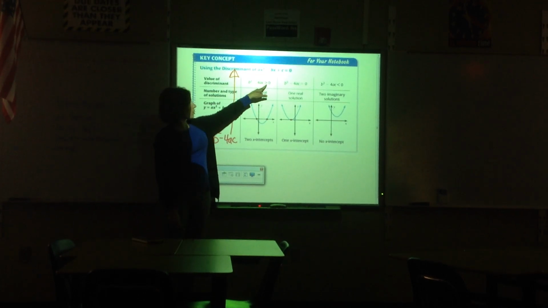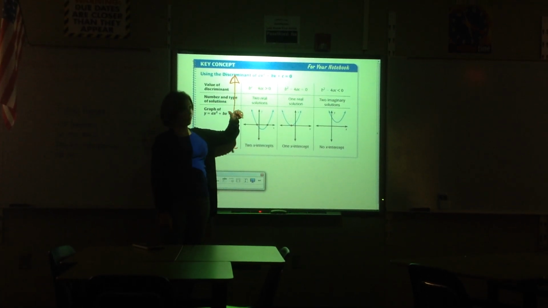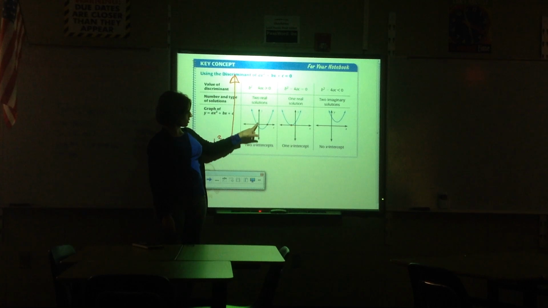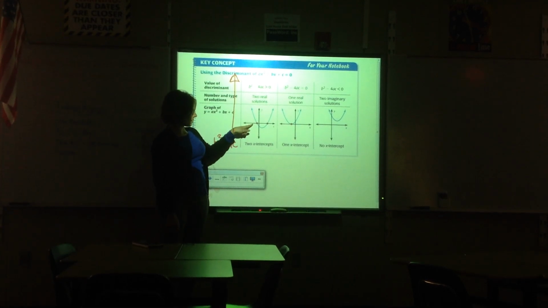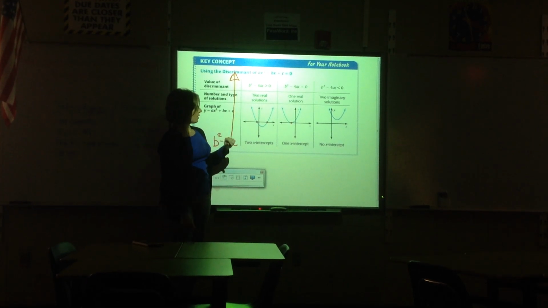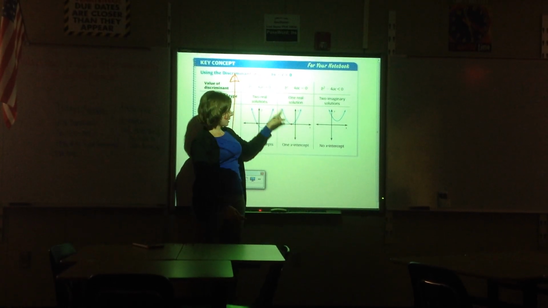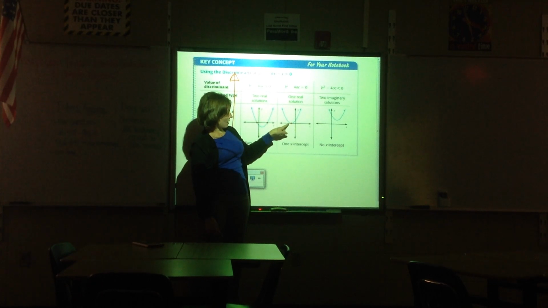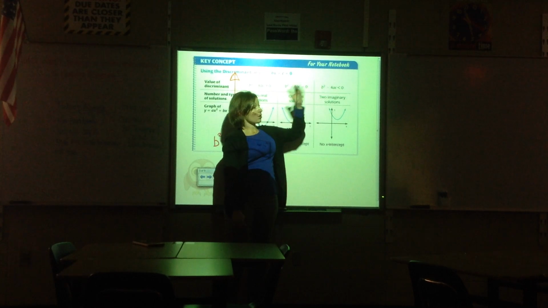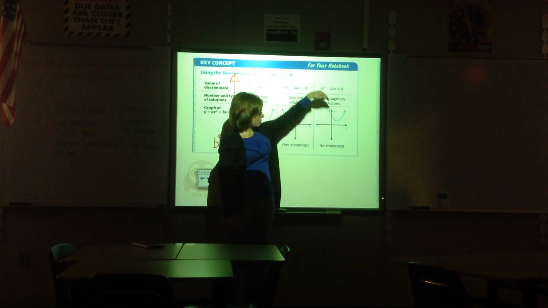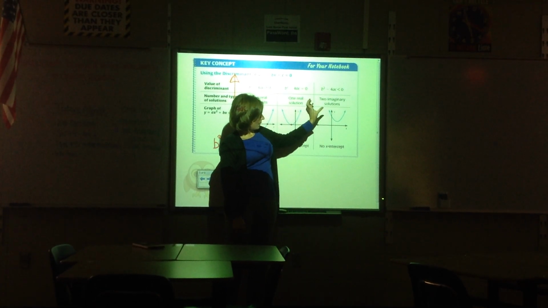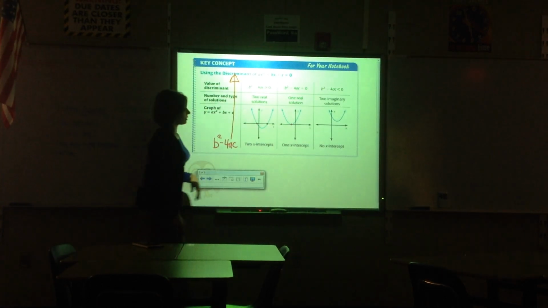If it's greater than 0, if that number is positive, we're going to have 2 real solutions. That means it's going to cross the x-axis twice, okay? It's going to have 2 x-intercepts. If it's equal to 0, we're going to have 1 real solution. We talked about that. That means the vertex is landing on the x-axis. If it's less than 0 or negative, we're going to have 2 imaginary solutions, which means it's going to open above it or below it, and there's no x-intercepts.